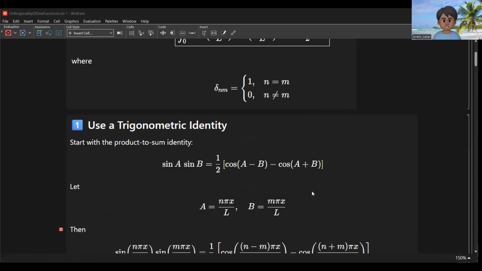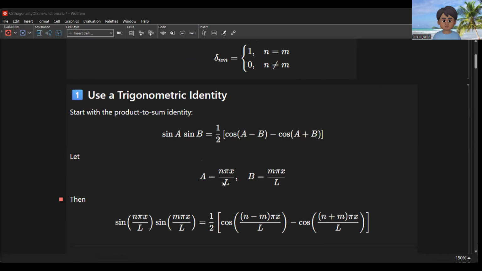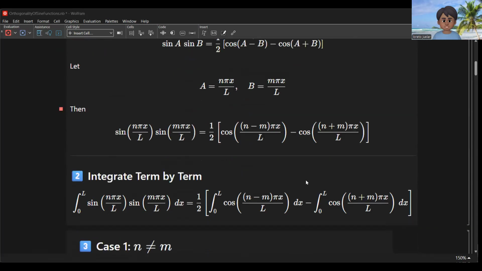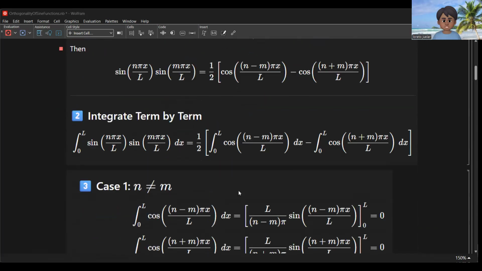Now we are first going to use the trigonometric identity for the product of sine A and sine B. This is equal to 1/2 of cosine A minus B minus cosine A plus B. Here A is equal to n pi x over L, and B is equal to m pi x over L. Now the product is equal to the difference between the two cosine functions. So integrate term by term.